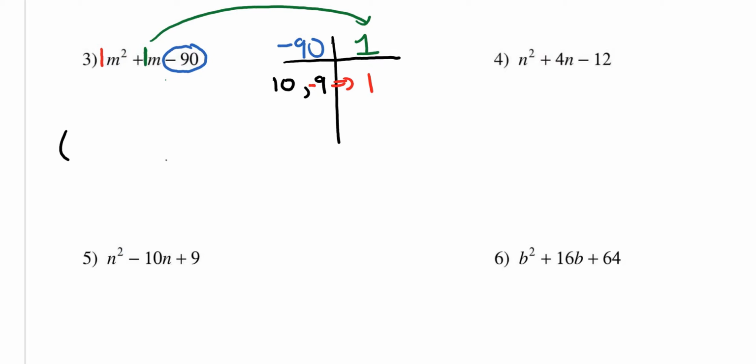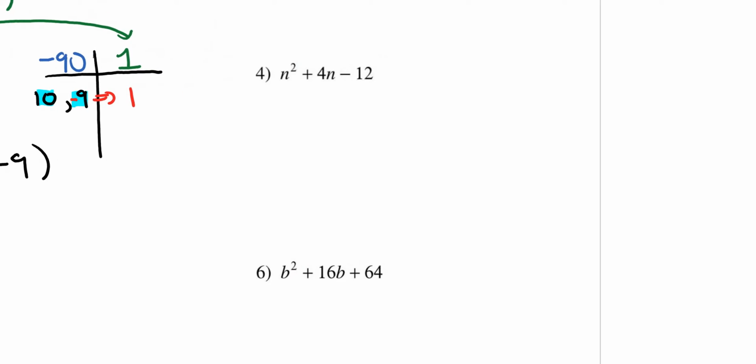Alright, so now you can set your two brackets. Since you have a leading coefficient of 1 there, you must have an m here and an m there, because m times m gives you m squared. And your numbers are 10 and negative 9. So this would be plus 10 and minus 9. Alright, let's move on to the next one.